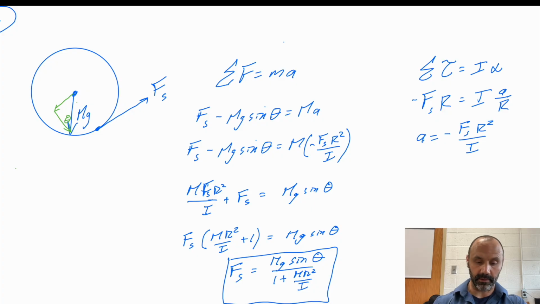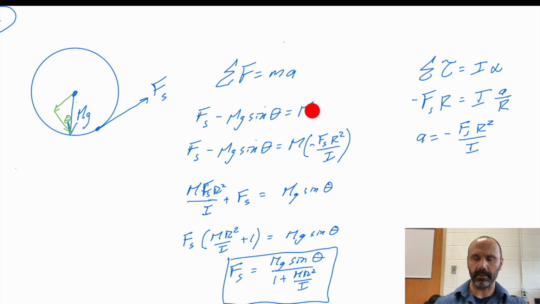So I write out Newton's second law, sigma F equals ma. So the sum of the translational forces equals mass times acceleration. And it still works, right? Translationally, Newton's second law should still work. Putting in my forces, I have the static friction force this way, and mg sine theta, that component of the Earth force pulling down that way, equals ma.